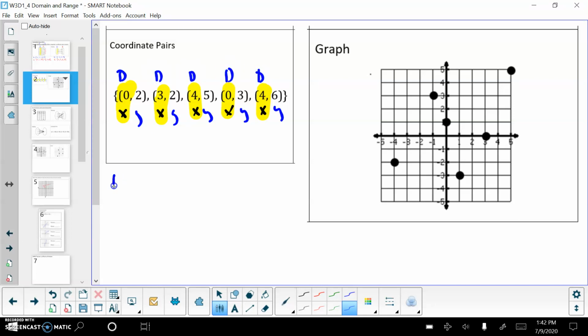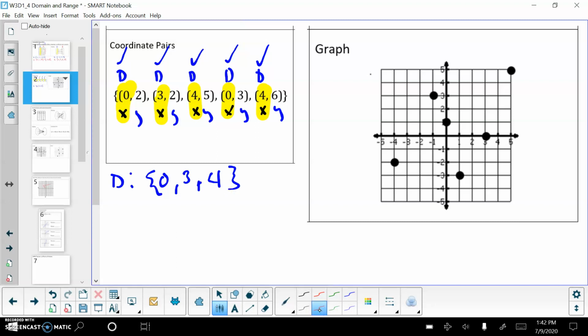So if I come down here to write the domain, it's pretty much the same thing. I've got a 0. And again, since these are all spread out, it is kind of nice to check them off so you know you did it. I've got a 3. I've got a 4. I've got a 0, but you know what? I've already written a 0, so I don't have to write it twice. I'm just going to check it off. And I've got a 4, but I've already written a 4. I don't have to write it twice. I'm just going to check it off. Those are the domain values.